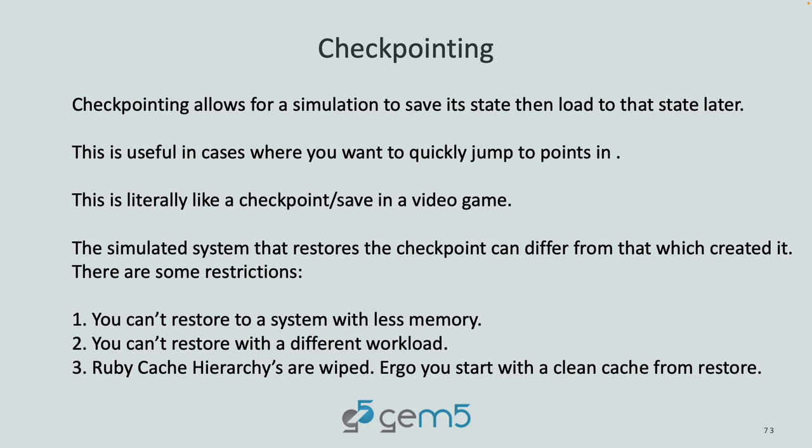The nice thing about checkpointing is not only can you restore the state of your system, you can change stuff before you restore. You can't restore to a system with less memory because you've stored the state of the memory, but more is fine. You can't restore with a different workload. Obviously, that makes no sense, it's got to be the same workload. Ruby caches are wiped, ergo you start from a clean cache and restore. It's like a save in a video game, right? You can just return there whenever you want. It's nice if you imagine iteratively going back to change things.